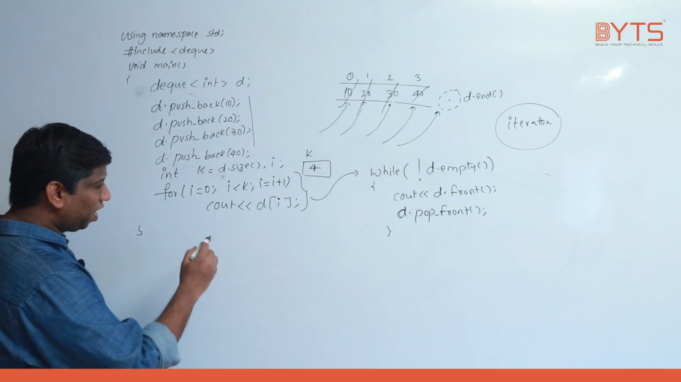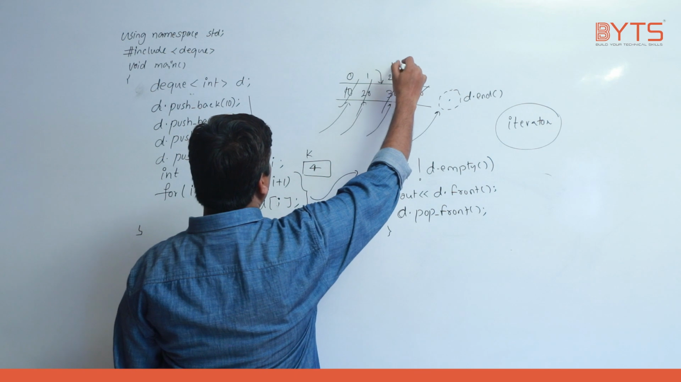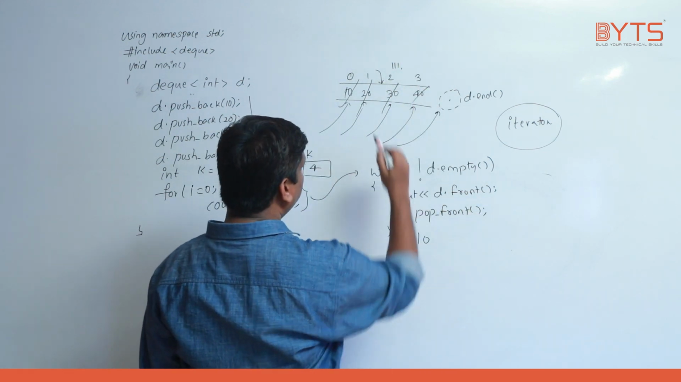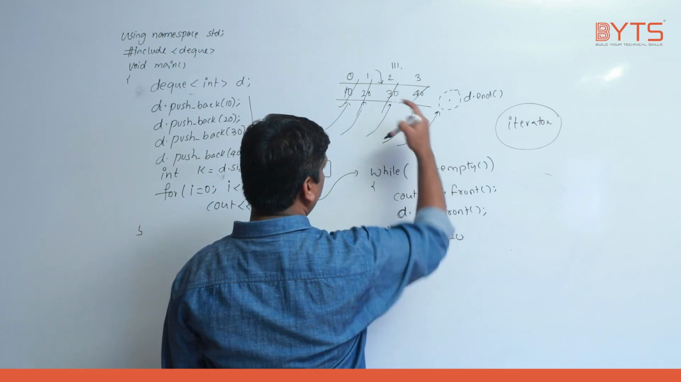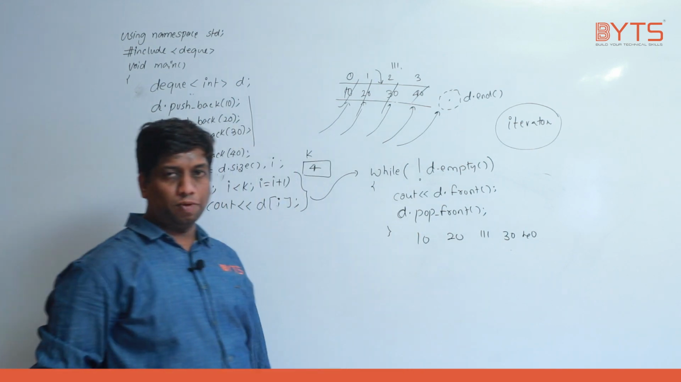If you write, understand, the requirement is, here I want to update 111. What is the intention here? So how will the data be? 10 will be there, 20 will be there, try to understand, 111 will be there, 30 will be there, 40 will be there. This is what I want, right?